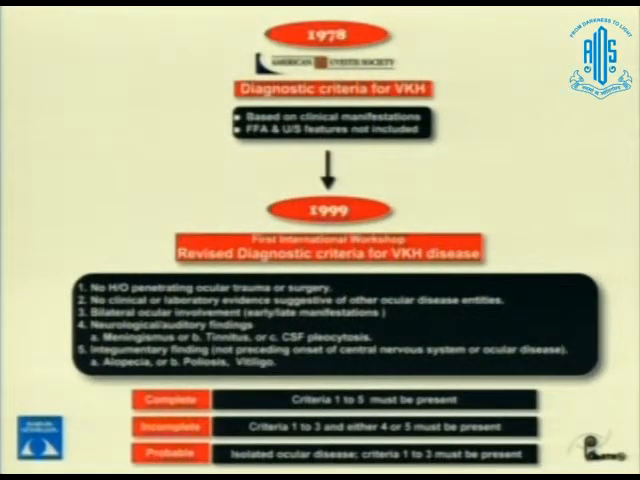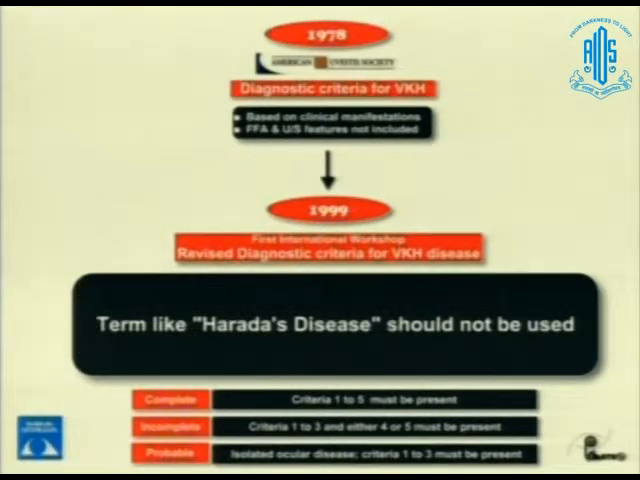Then, for theory purposes, you should also remember this revised diagnostic criteria. This is a very long criteria. I am not going into the details, where this classification helps us to differentiate VKH as complete, incomplete, and probable. One of the important recommendations by this criteria, which we are following in our everyday practice, is that the term Harada's disease should not be used. So now we should not use the term Harada's disease. Instead, this classification has helped us to classify VKH into complete, incomplete, and probable. So in India, we are seeing most commonly this probable group of VKH.